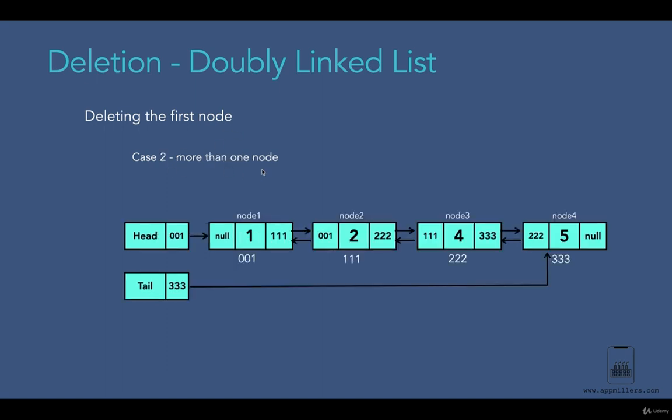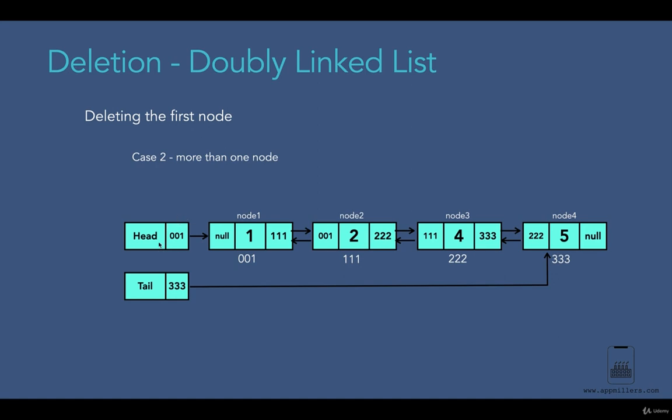Now the second case is we have more than one node in our double linked list. In this case we want to delete the first node, which is node 1. So the question is how can we delete this? Here again, the first thing that we have to do is break the link between head and this node, and then break the backward link that comes from node 2, because as we said before, if a node is not referenced by any node, then the garbage collector can delete this node from the memory. Otherwise it cannot be deleted.